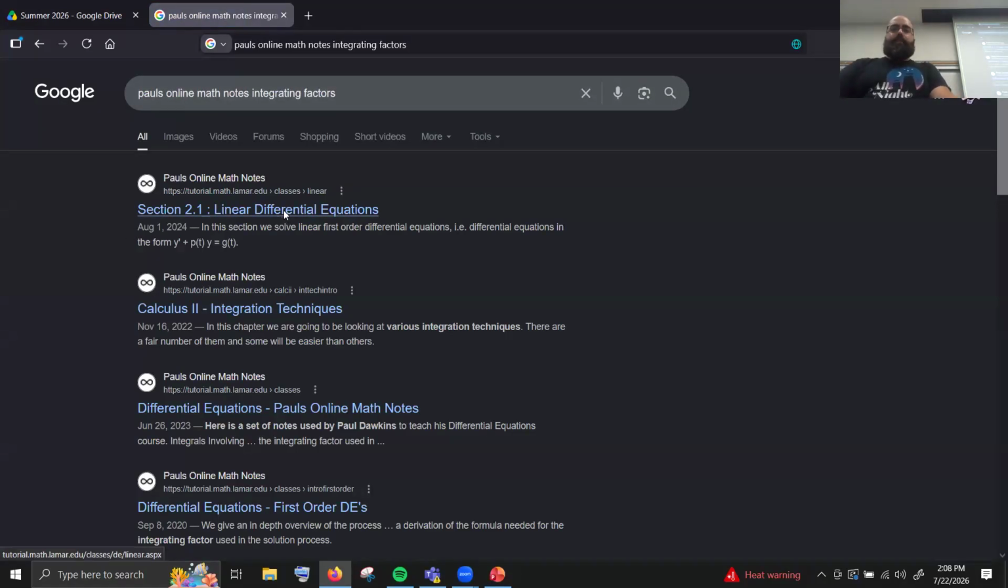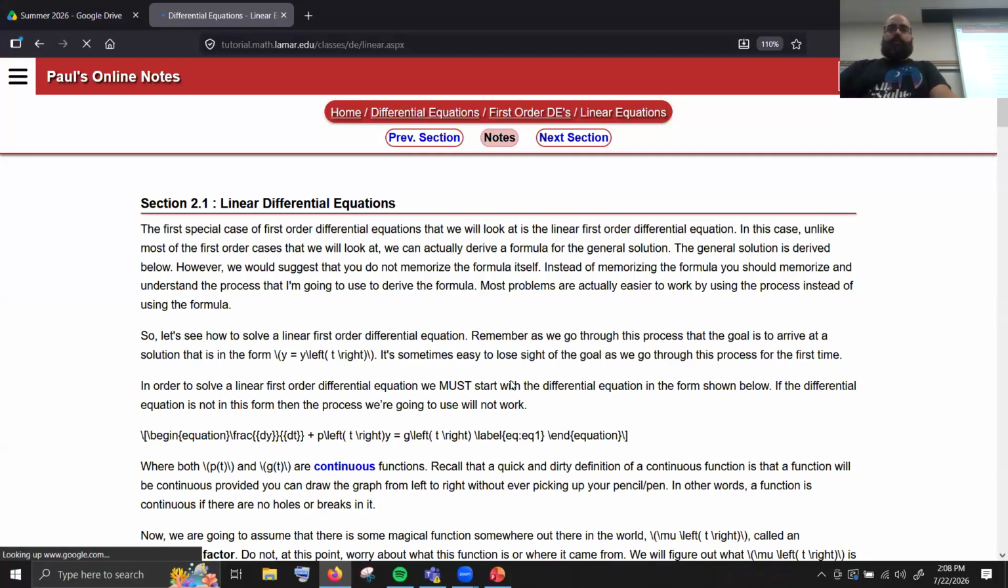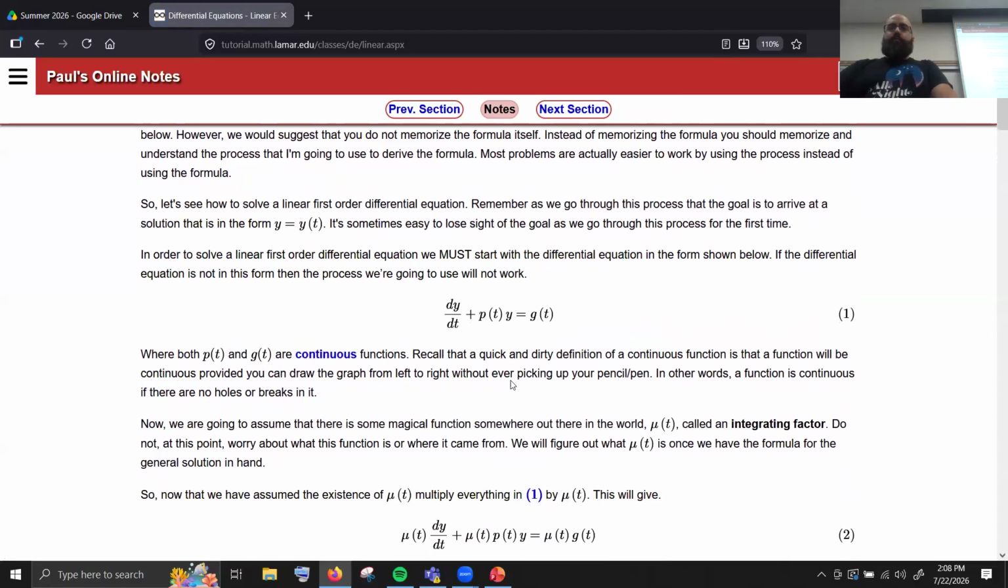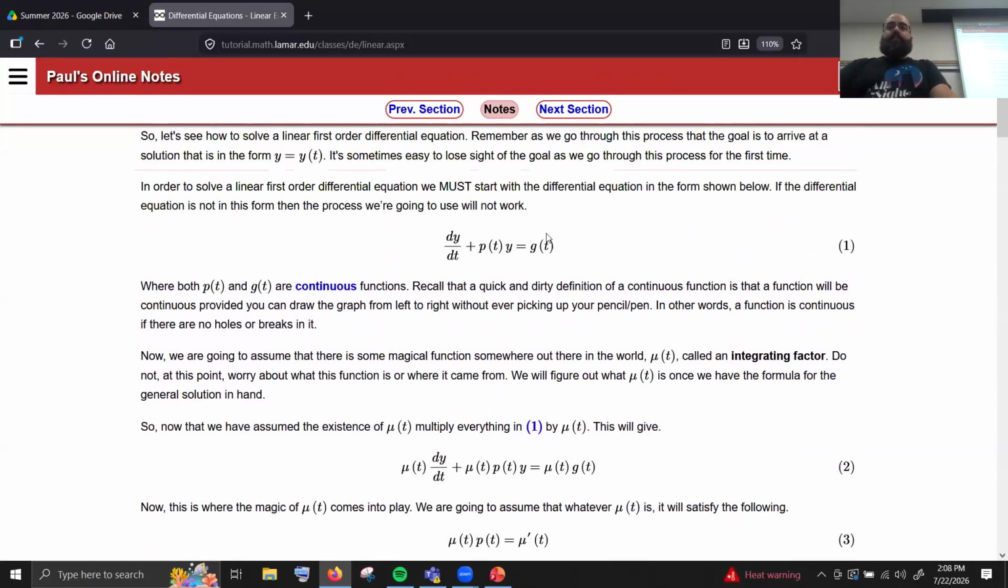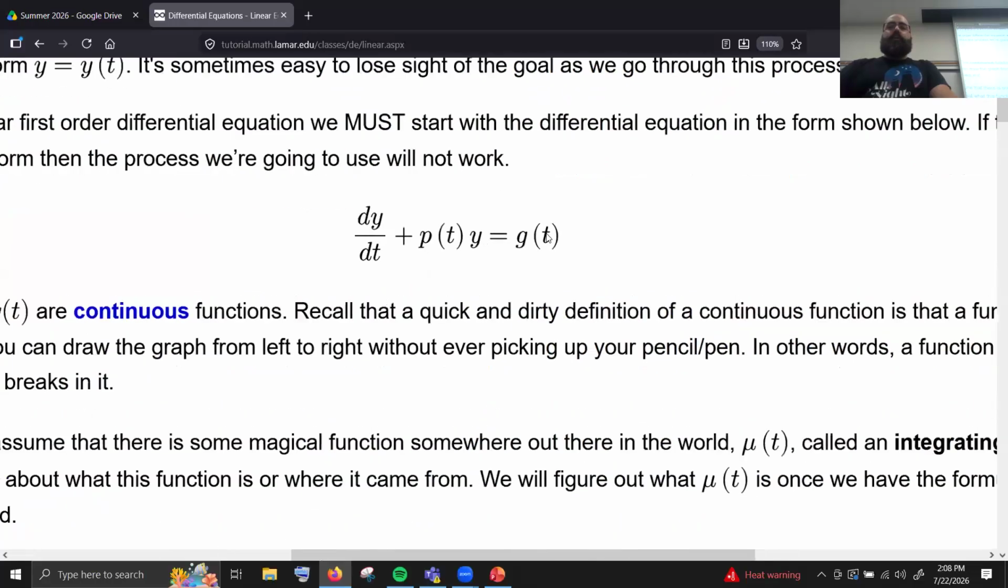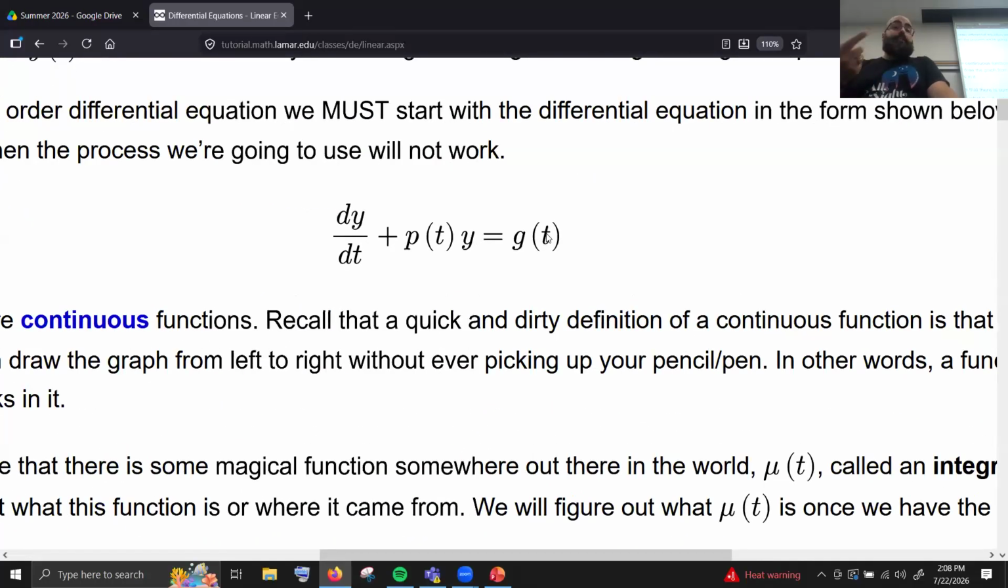Section 2.1 on linear differential equations is the resource that I go to. It's a good write-up that explains the governing functional form when you need to do integrating factors. This is the same kind of equation we were just dealing with, where y is the thing I'm trying to solve for. My dy/dt is not just equal to some function times y. I have this function times y, and I have this extra time-dependent function that appears.